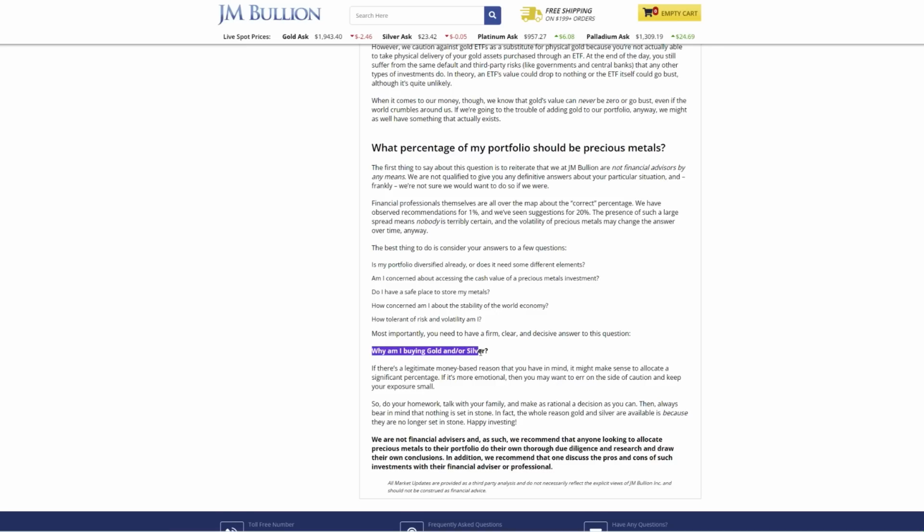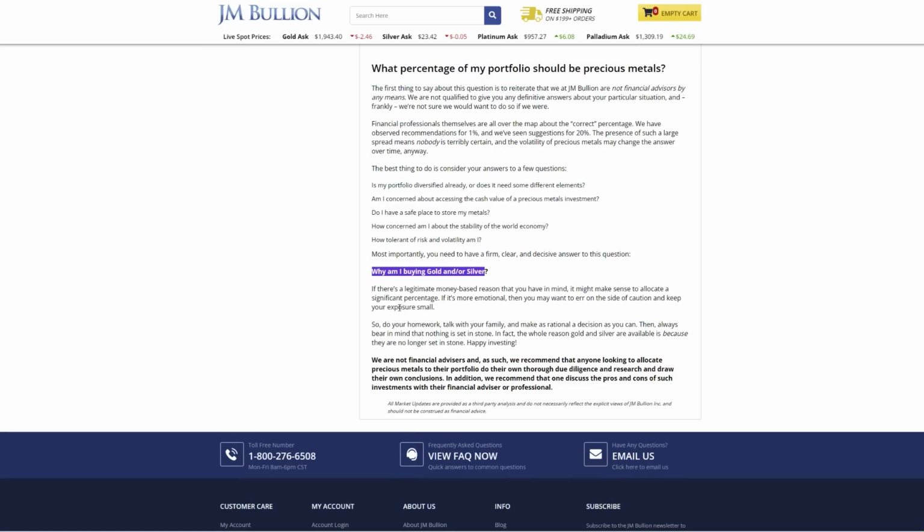Why am I buying gold and silver? That is a very good question. If you don't know the why, then you're more susceptible to panic selling because you don't understand silver's true value. If you're just buying it because your friend told you to, or you just hopped on the hype bandwagon, then if silver starts performing poorly, you're more susceptible to giving up, or you have a weaker hand.